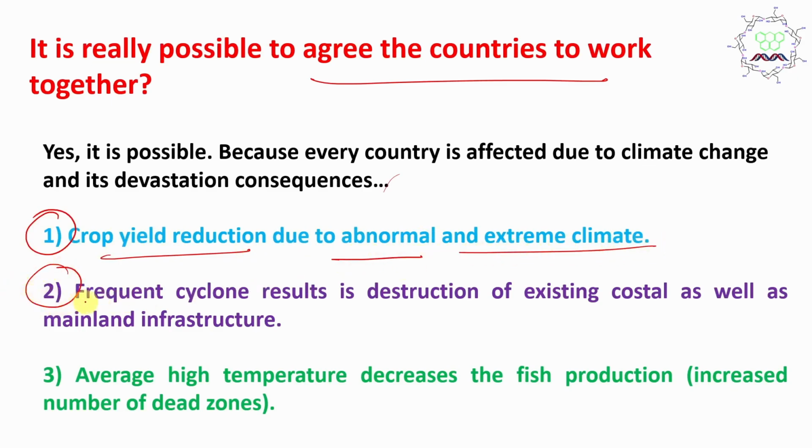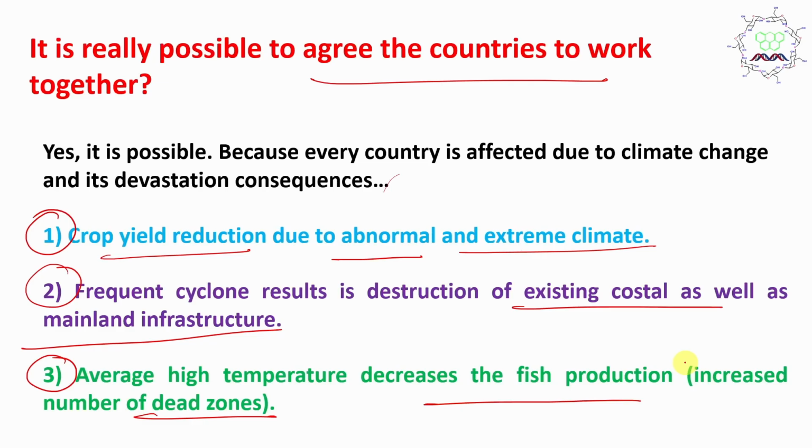Even frequent cyclones are destroying existing coastal infrastructure, mainland infrastructure, as well as crop yield. And the strength of cyclones and the number of cyclones are increasing more and more because of ocean warming, which is also a part of global warming. Now, this ocean warming is also resulting in another big problem, that is the increasing number of dead zones, meaning areas of the ocean which are hot, and because of this the marine ecosystem is destroyed, and in this way fish production is also getting hampered, which is one of the important sources of our food.